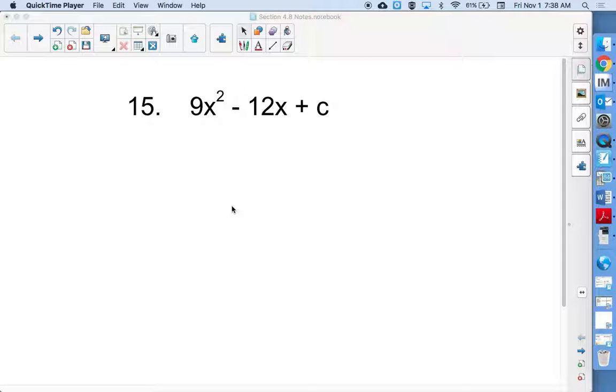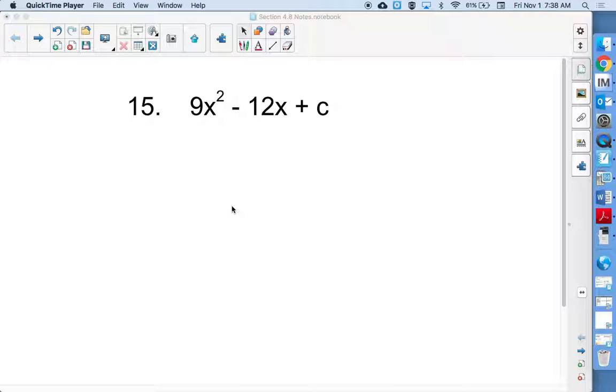Again, I do not need the actual worksheet unless you have some type of work or solutions on it. I'm going to go over number 15, and then if there are any others, we can go over them as well.